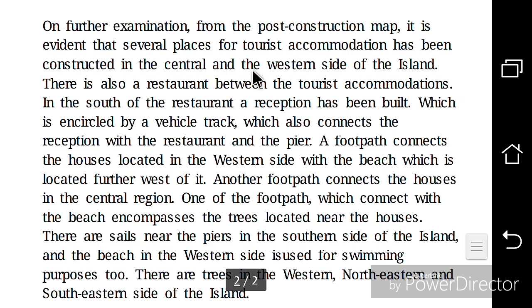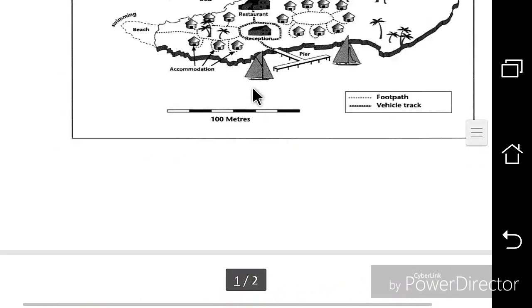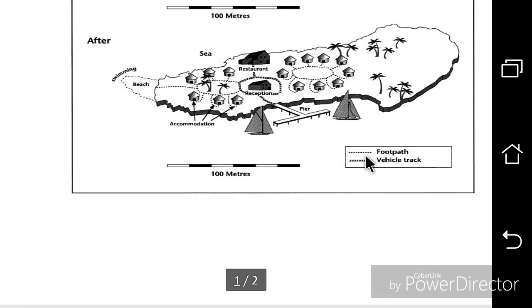Now I have written that a footpath connects the houses located in the western side with the beach, which is located further west to it. Now let's go to the map again. Here you can see that the single dotted line is the footpath, and this footpath connects all the houses, a bunch of houses or the accommodations, which is located in the western side of the map. Here the footpath, after connecting all the houses, connects with the beach itself, which is more westward of the accommodations.